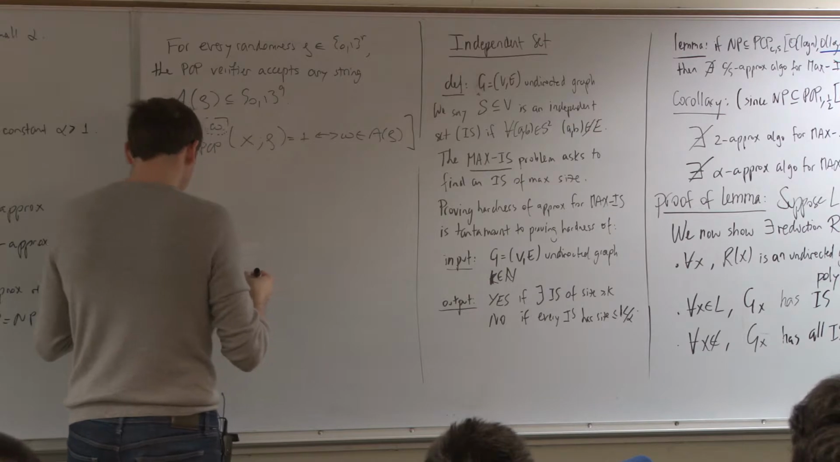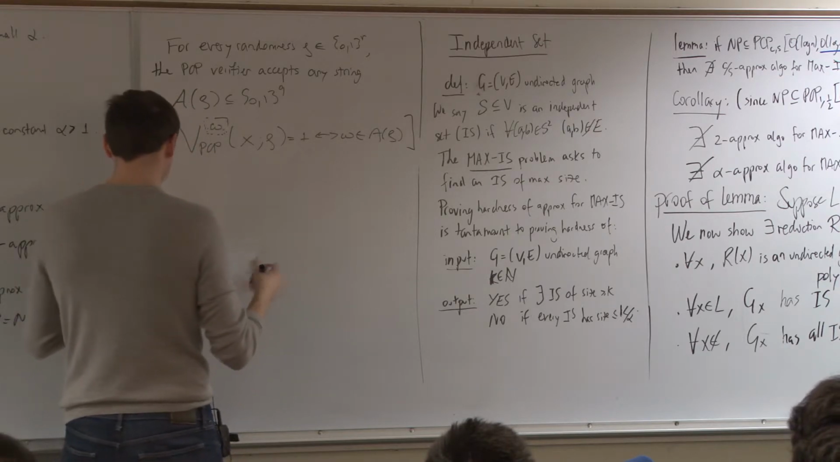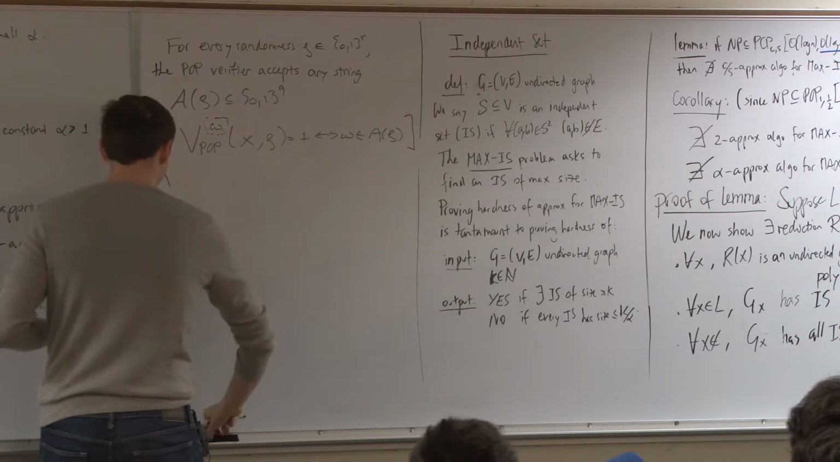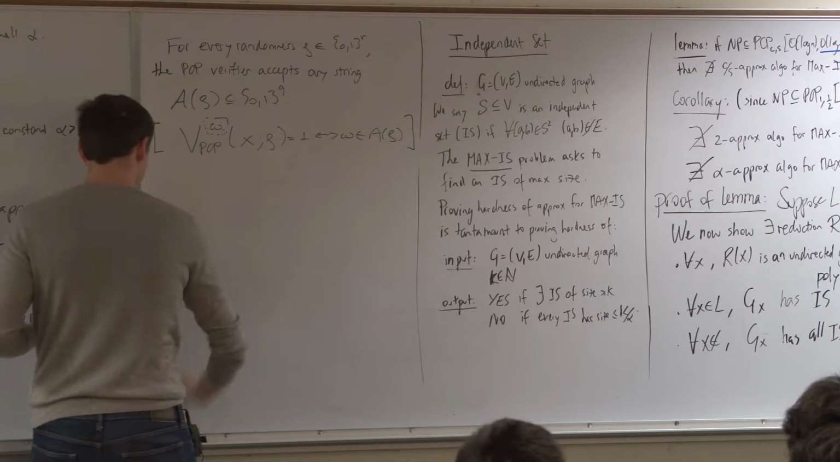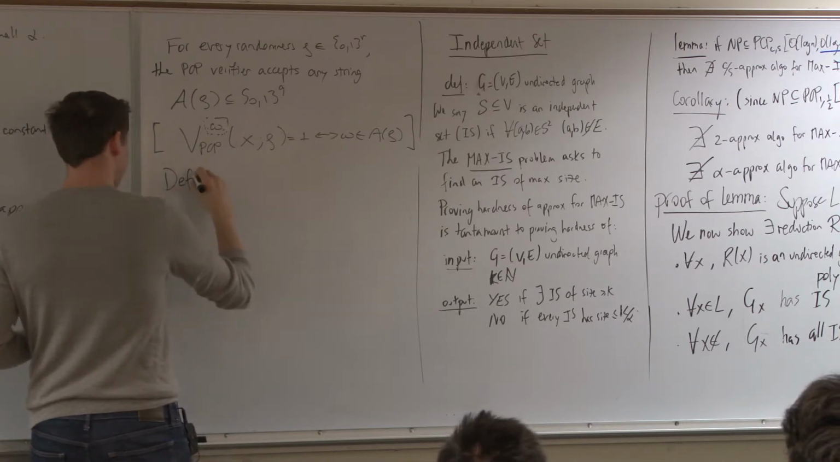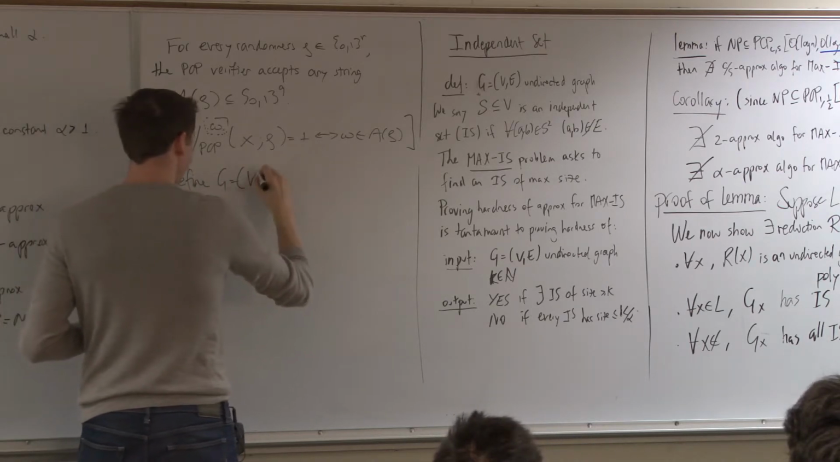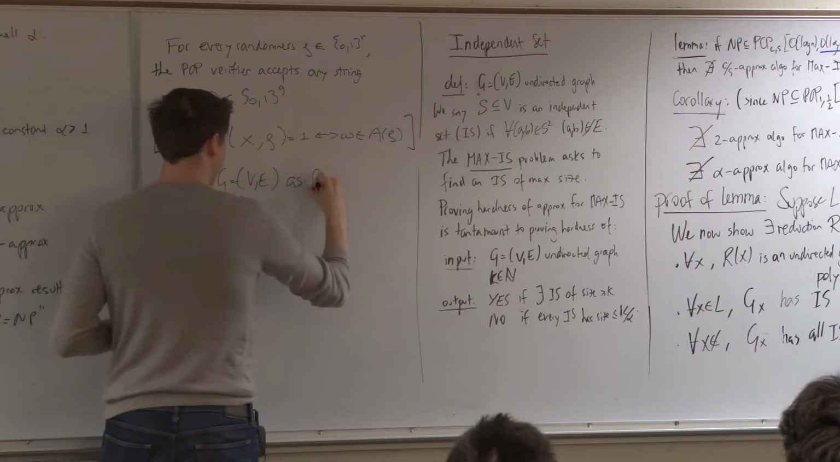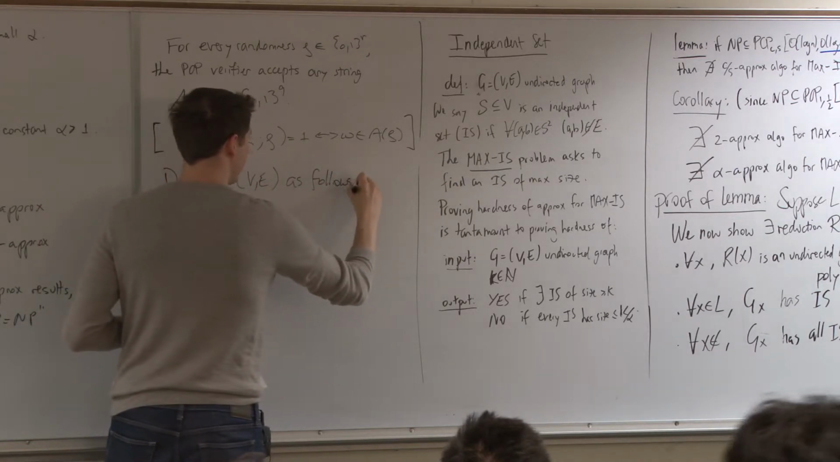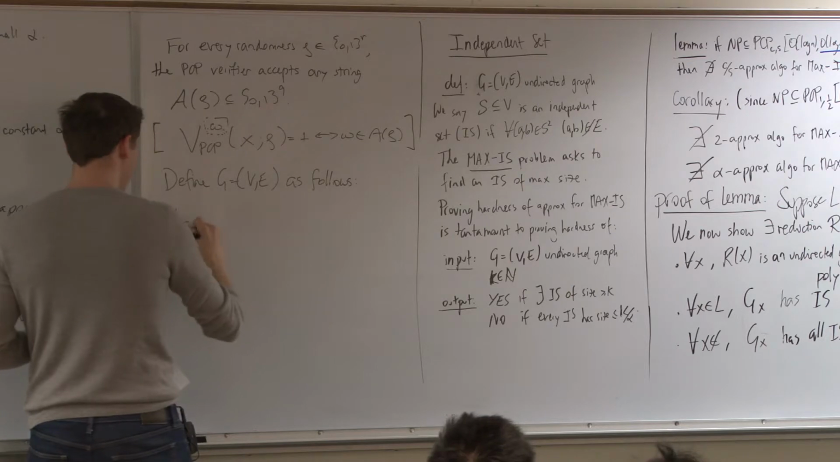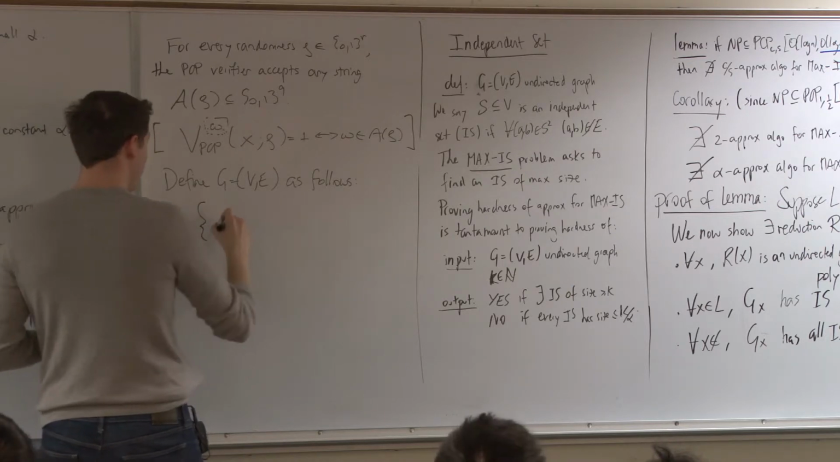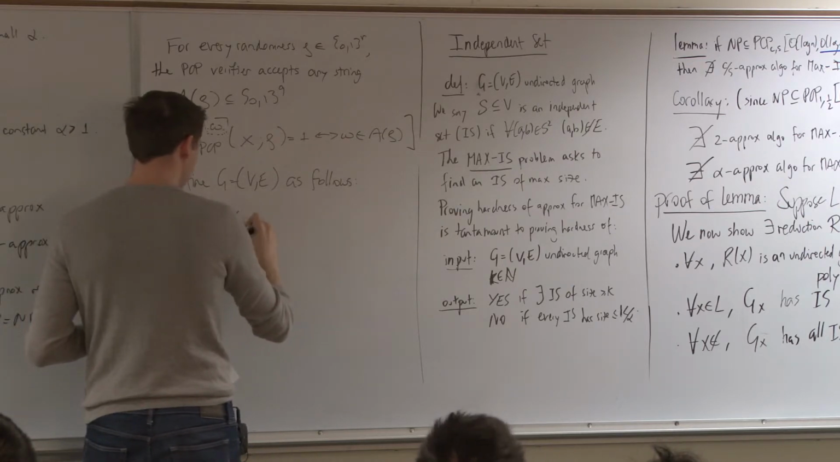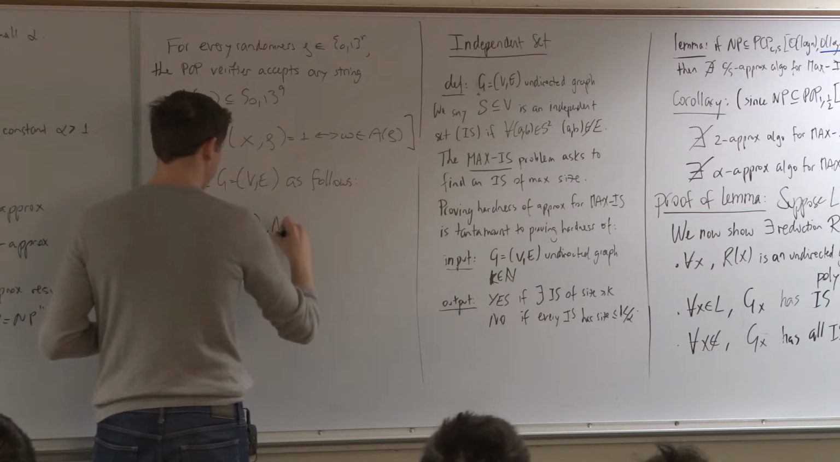Okay. So here's the graph. It's actually very simple as a graph. We're going to define G as follows. So V is just going to be all possible accepting configurations across all possible randomness strings.